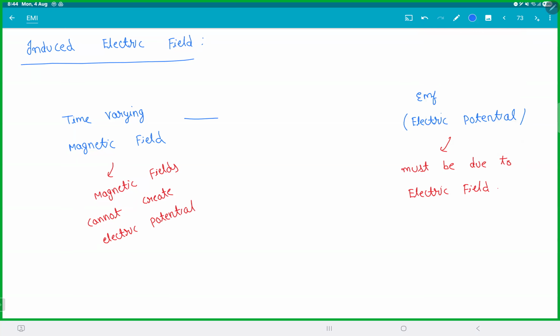So in the story, something is happening in the middle. We are not sure what is happening, but there must be an electric field somewhere in the middle. So that means an electric field must be created somewhere. Great. So that means a time varying magnetic field somehow creates an electric field. We are not interested in how it creates, but we are interested in how much it is creating.